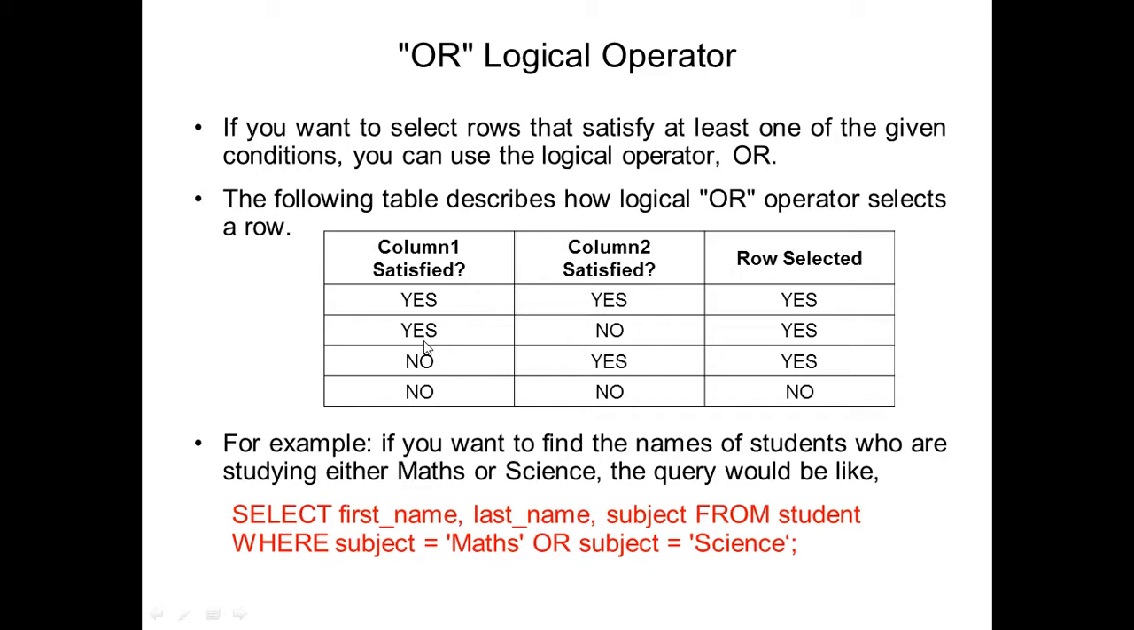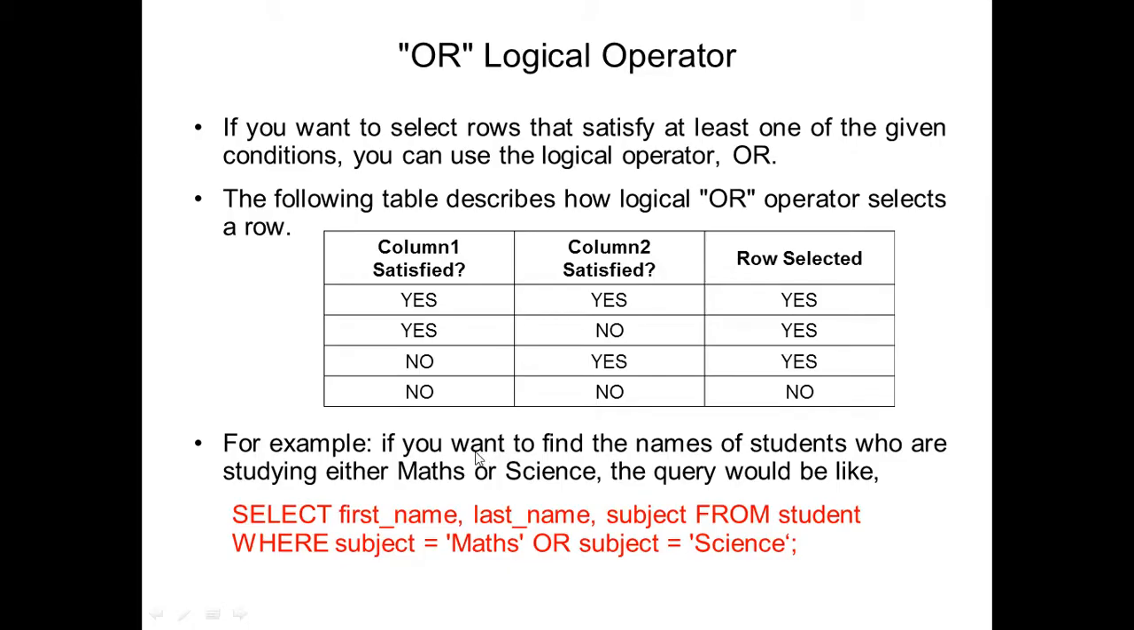If one column is yes and another column is no, means one is satisfied, another is not satisfied, then the output is also yes. And if both columns are not satisfied or both conditions are not satisfied, then the row cannot be selected. Means it will not display any record from the table. So we can say that this is the table which can be used for displaying the records.